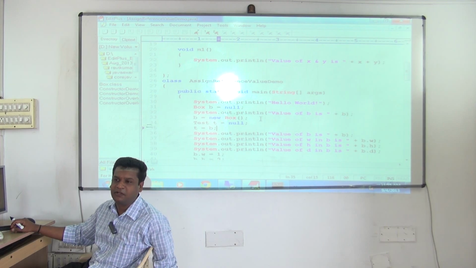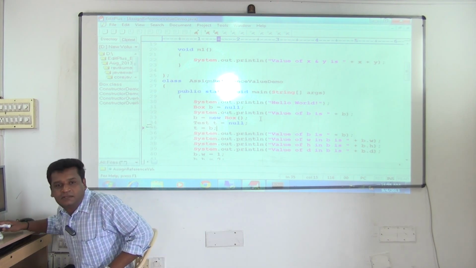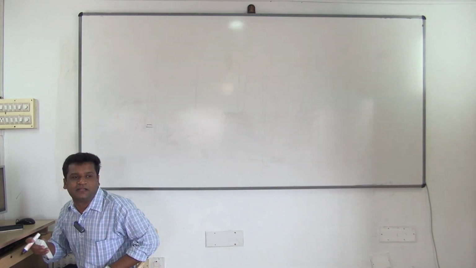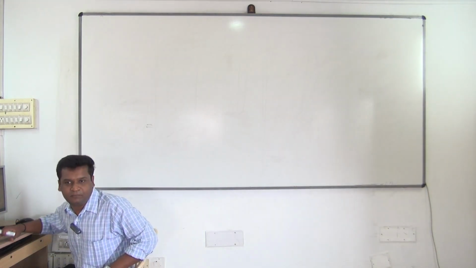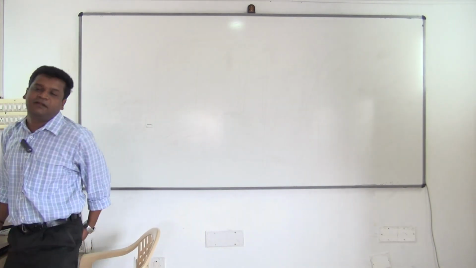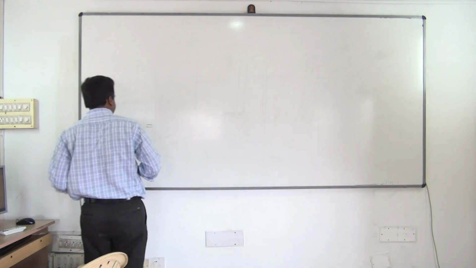So I'll show you how to send the object as an argument. It is very simple now. Shall we see it now? I'll show you how to send an object as an argument, as well as a return type. We'll see both. But first I'll show you the argument parameter, then I'll show you the return type.